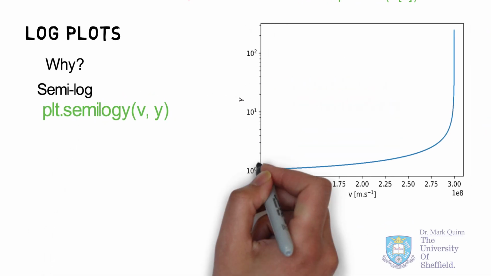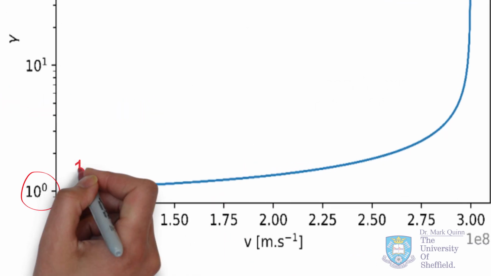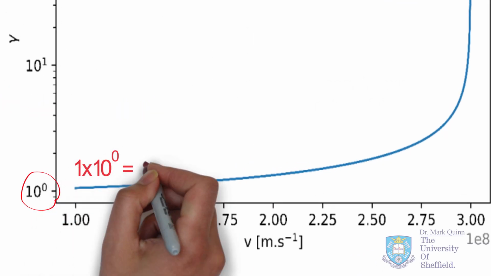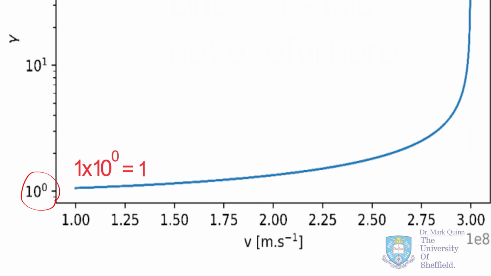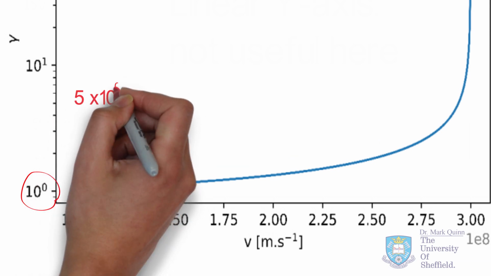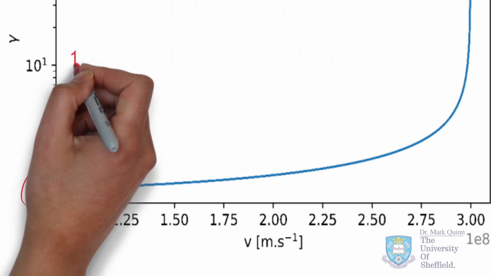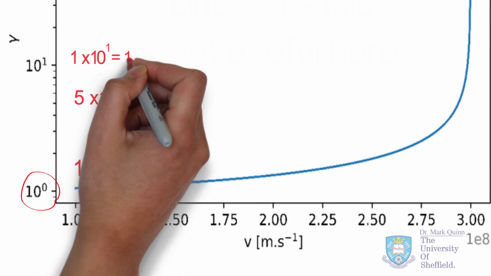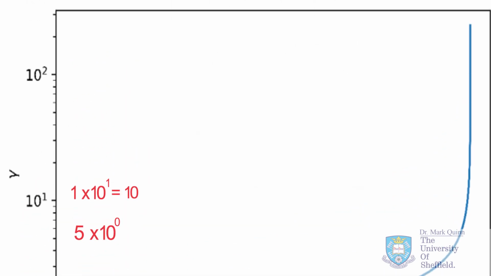Reading the log scale is relatively straightforward. Starting with 10 to the 0, we have 1, and we can count each minor tick up the y-axis. From 1 by 10 to the 0, 2, 3, 4, and 5 by 10 to the 0, all the way to 10 by 10 to the 0, which is 10. Likewise, we have 10, 20, 30, 40, all the way to 100, and then 200, 300, and so on.